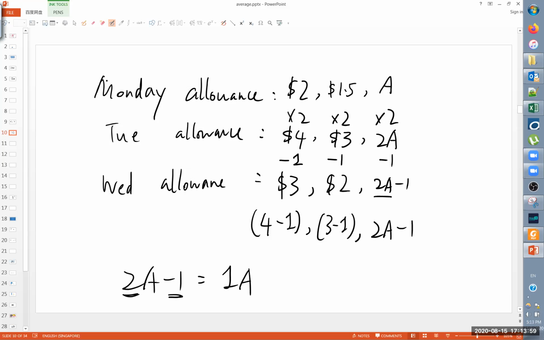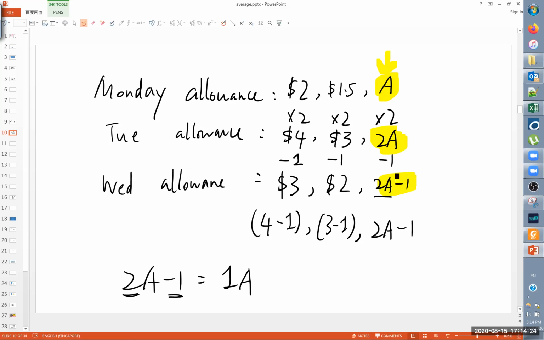Very good. So now, focus your attention. Let's look at this. What is the allowance for Monday? So Monday is A. What's the allowance for Tuesday? 2A. What's the allowance for Wednesday? 2A minus 1. Very good.